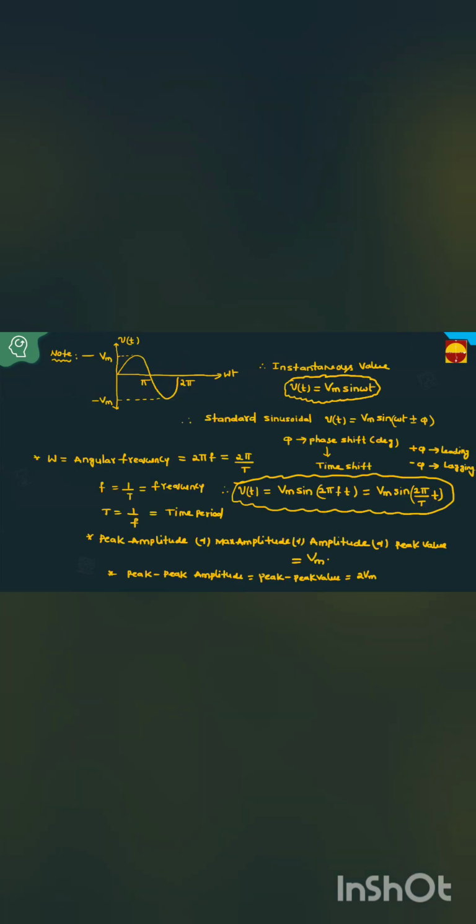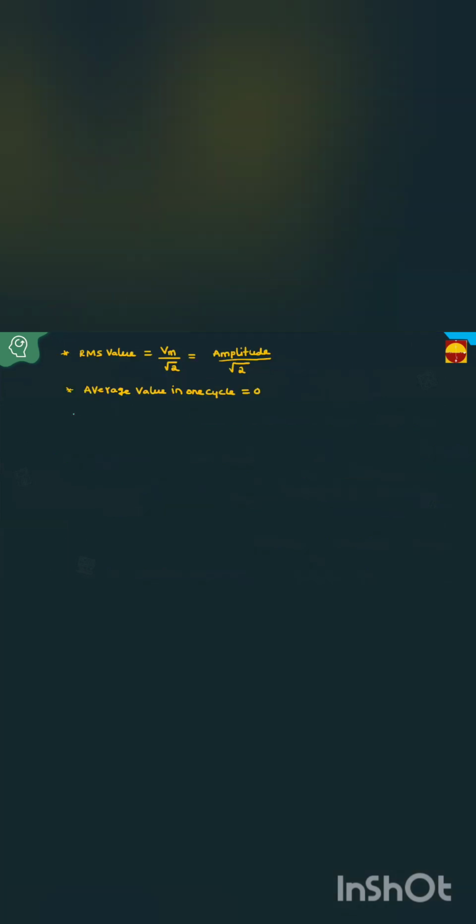Average value in one cycle is 0, because the positive area equals the negative area. If it is asked what is the average value for half cycle, the average value for half cycle is 2 Vm by pi.